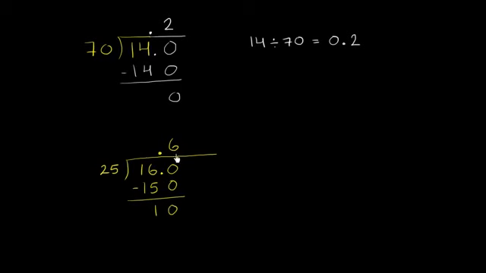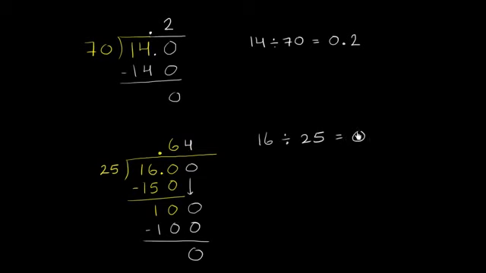And now we just bring down one more 0. We add one more place value. Notice we're not changing the value. 16 is the same thing as 16.0, which is the same thing as 16.00. So now you bring down this 0 right over here. And how many times does 25 go into 100? Well, we know it goes exactly 4 times. 4 times 25 is 100. And we are done. We have nothing left to keep dividing. So we can say that 16 divided by 25 is equal to 0.64.